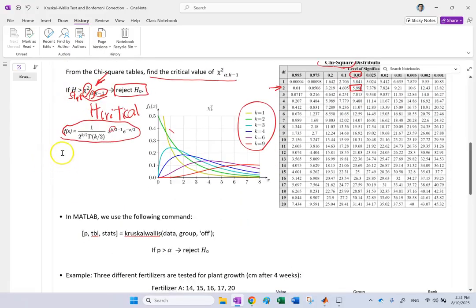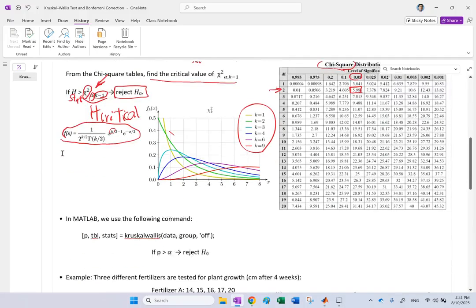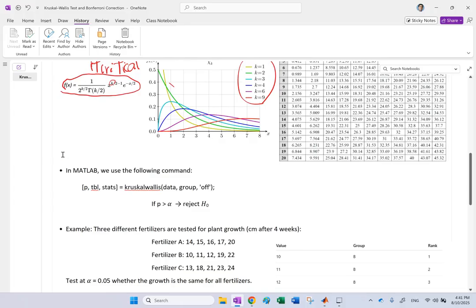Okay, now in MATLAB, if you want to get the values or to perform this Kruskal-Wallis test, basically all you need to pass to it is the data, which is a matrix that involves the numbers from all of the different groups. Then a variable group, which tells it which part of the data belongs to which group. And then you can turn on or off the results of the Kruskal-Wallis test, which is basically an ANOVA test, but non-parametric. And it can give you the p-value, the table and the stats.